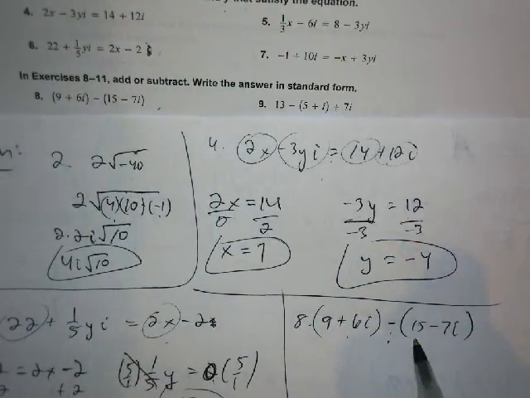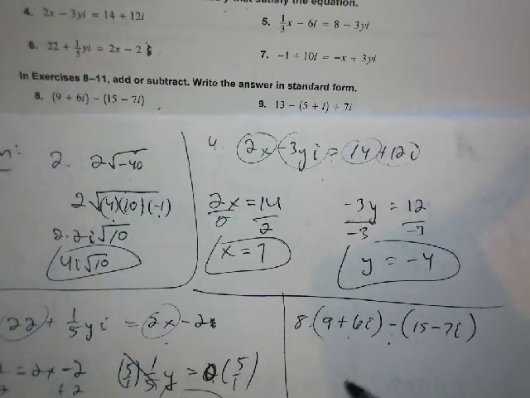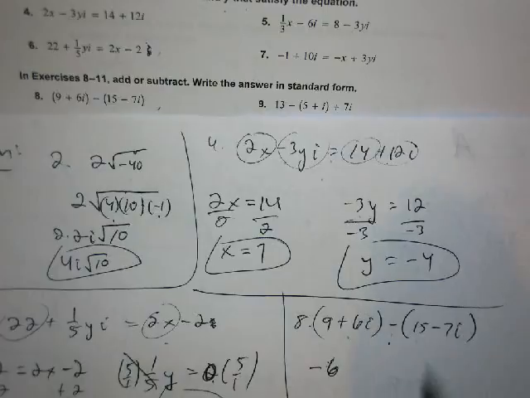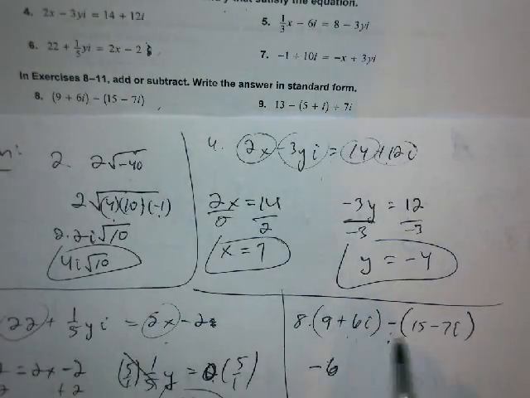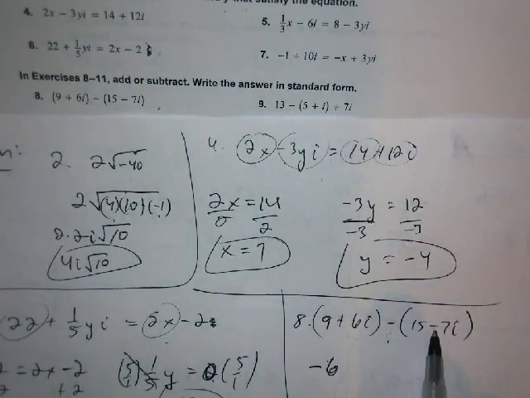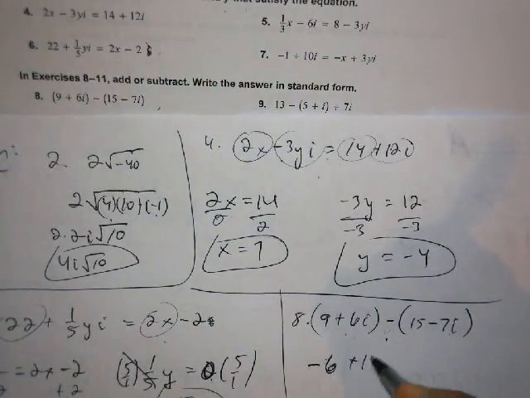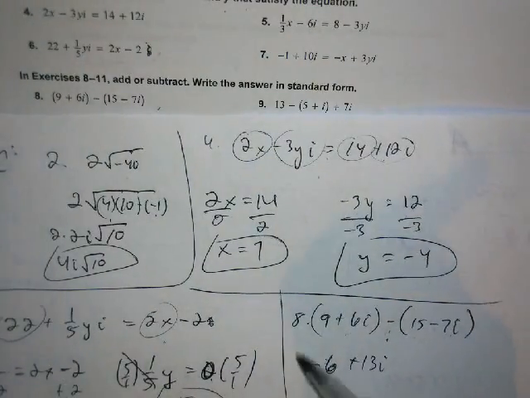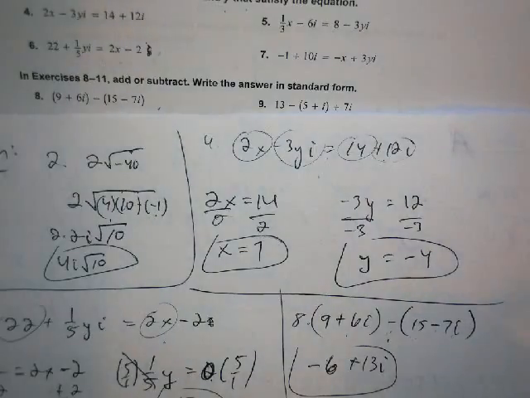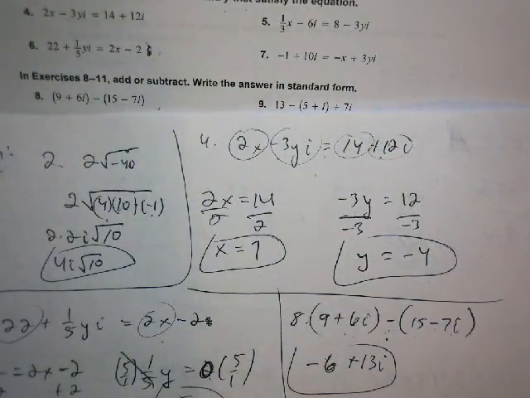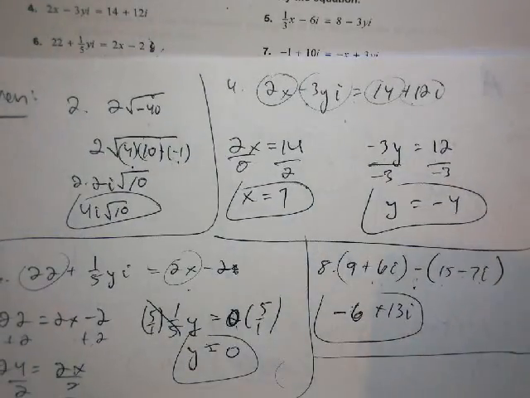So 9 minus 15 is negative 6. And positive 6i minus negative 7i is the same thing as 6i plus 7i, which is positive 13i. And we're done with that. Alright, number 10. I'll do it right here.